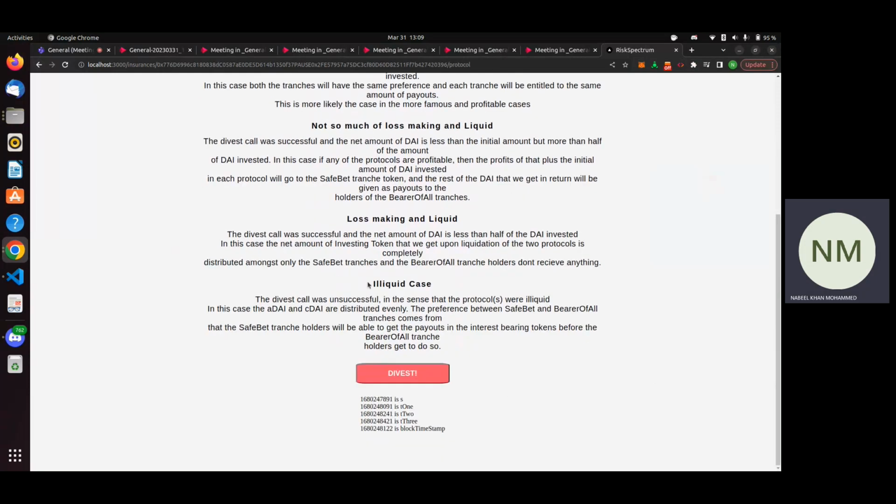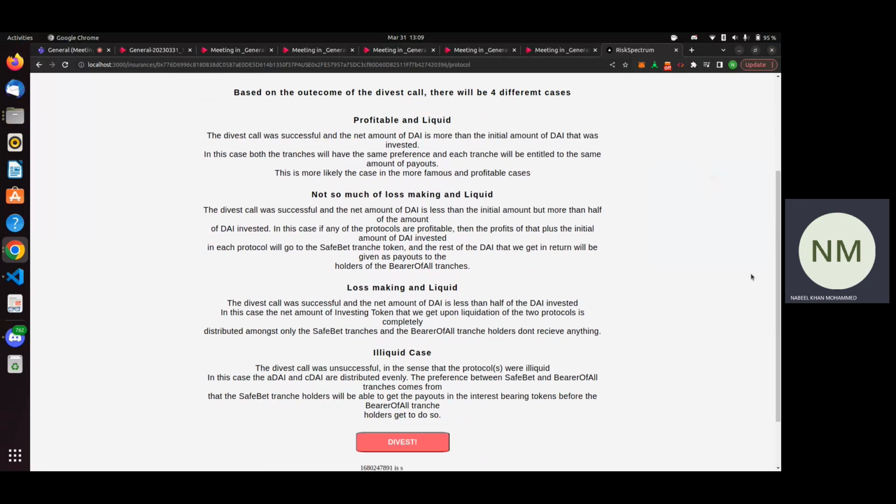And in the case of illiquid, maybe the DAI withdrawal call might not have been successful, right? Or maybe the protocols have become illiquid, one of those, right? So I don't get my DAI in return, but I have the interest bearing tokens at hand, either one or both of those, right? And based on that, the payouts, or whatever priority is to be decided, changes for safe bets and better falls. The first one, there's no difference, right? It's the most ideal case in the sense that the amount of DAI I have gotten successfully is more than the amount that I invested.